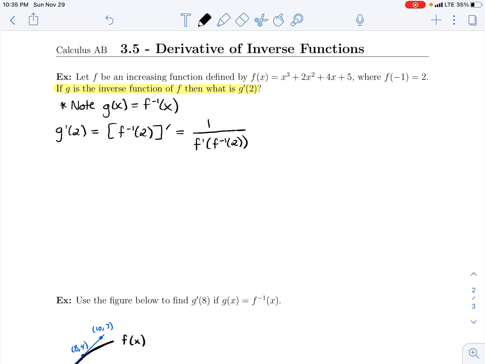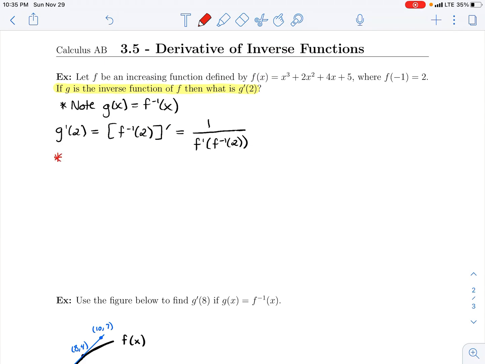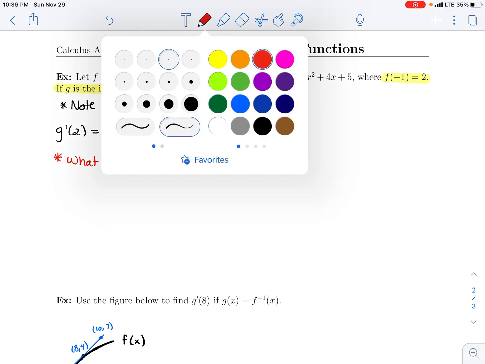Okay, so if g of x is equal to f inverse of x, then the derivative of g of 2 is just the derivative of f inverse of 2. And we know the formula for the derivative of f inverse of 2. That's just 1 over f prime of f inverse of 2. Okay, so now here's the part that we're wondering, what is f inverse of 2? And this is the part that we were also given up here. We were given that f of -1 is equal to 2. And so that means that f inverse of 2 is equal to -1.